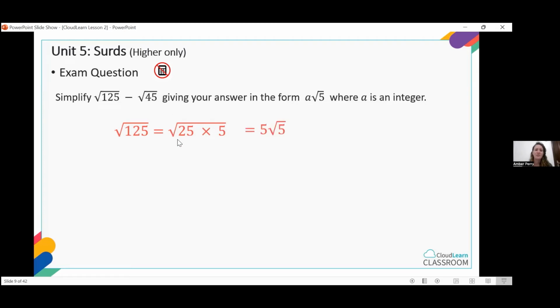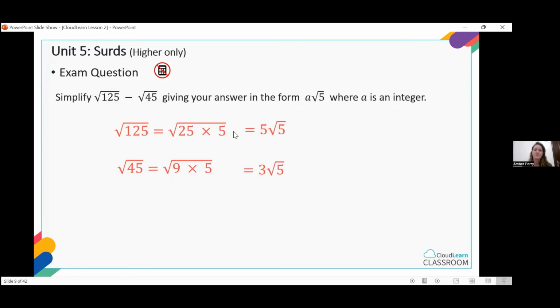We're going to take the square root of 125 first, and we're going to look for the highest possible factor that is a square number, which is 25 in this case. So 125 is 25 multiplied by 5. 25 square rooted is 5, so that's the same as 5 root 5. Doing the exact same thing with the number 45, 45 is the same as 9 times 5, and the square root of 9 is 3, so we've got 3 root 5 here.